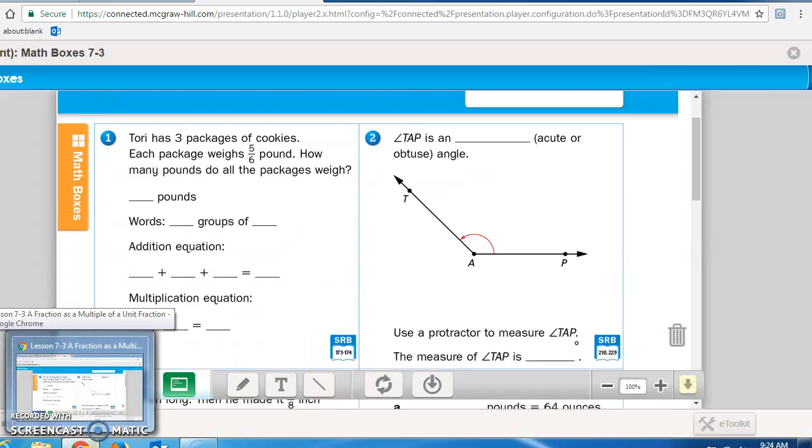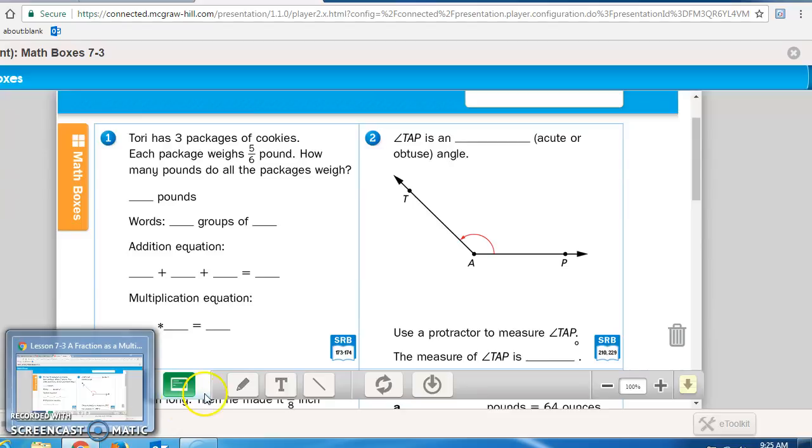Math Journal, page 236, is a review of math boxes. Math box 1 says, Tori has 3 packages of cookies. Each package weighs 5/6 of a pound. How many pounds do all the packages weigh? So remember, you're thinking of pounds. So you're going to have to figure out 3 times 5/6. Then you're going to write how many groups of how much, your addition equation and your multiplication equation. You just finished doing these. If you don't remember, rewind this recording and listen to it again.